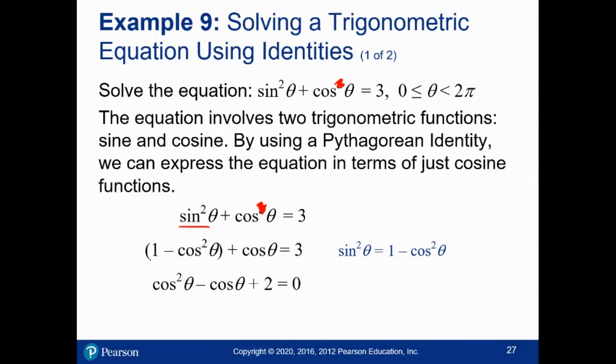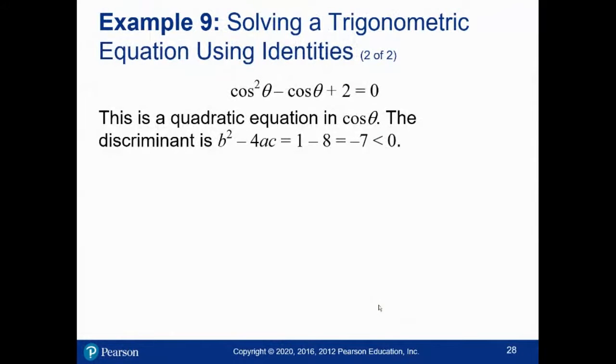So replace sine squared with 1 minus cos squared. This now gives me negative cos squared theta plus cos theta minus 2 equals 0 if I move the 3 over there. But if instead I moved everything over to that side, we'd have cos squared theta minus cos theta plus 2 equals 0. So the trick to solving this is to recognize that cosine theta can be treated like its own variable. Okay? Just pretend x is cos theta. Then this becomes x squared minus x plus 2 equals 0.